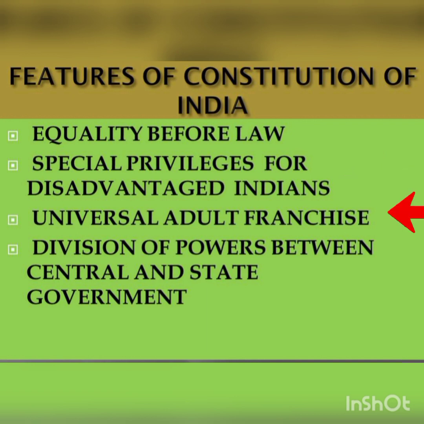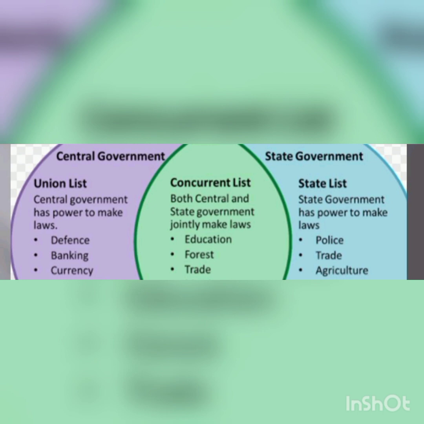Then, universal adult franchise. In this, all Indian citizens above the age of 21 have the right to vote in the elections, and now the current voting age is 18 years and above. Under this, the division of powers was done between central and state government by 3 different lists. So the subjects in the union list were to be looked after by the central government only, and the subjects in the state list were to be looked after only by the state government.